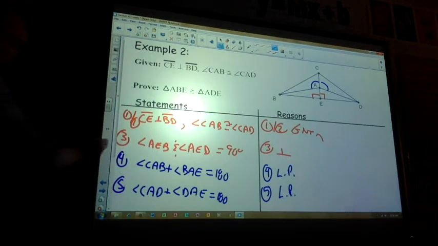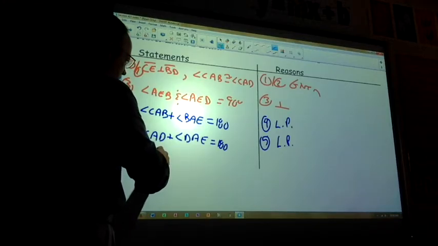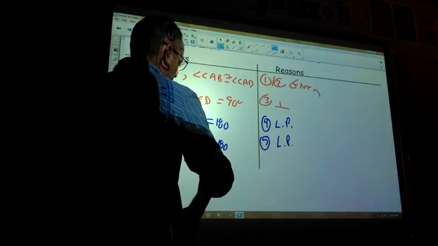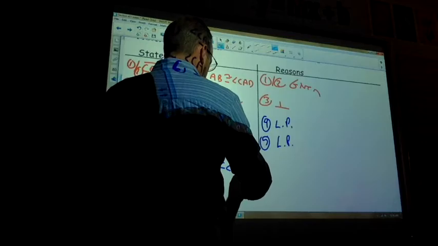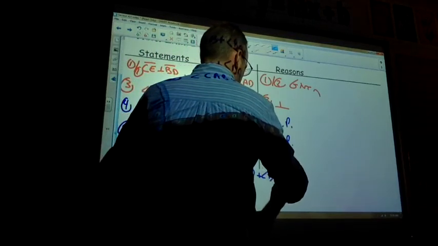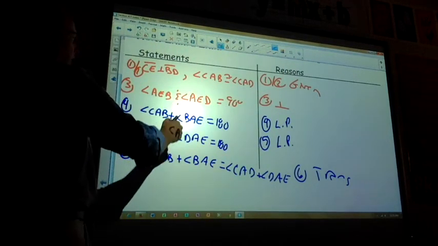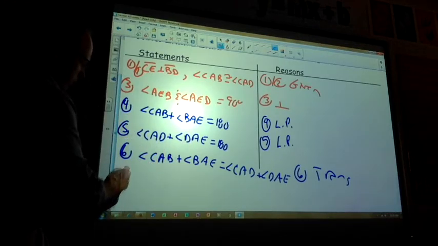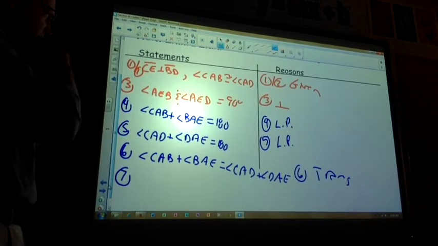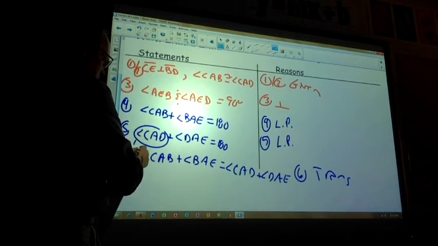That's going to allow us to hit some transitive. All right, so 6: angle CAB plus angle BAE is equal to angle CAD plus DAE. Transitive will work. And then I could do substitution. So I'm going to substitute this in here.